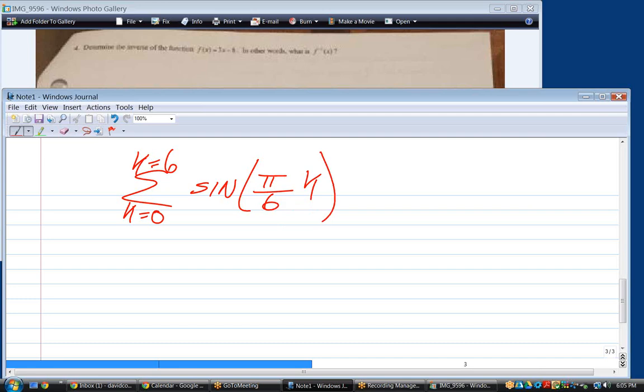Sigma means sum. So we have 7 terms in this series, right? When we go from 0 to 6, we're going to end up with 7 terms. So what's the first term? Let's just list them. 0. List them like that. Because when we substitute 0 for k, the sine of 0 is 0. Okay. What's the second term?